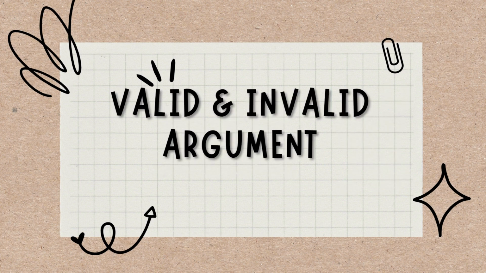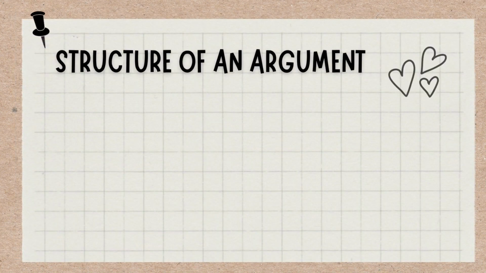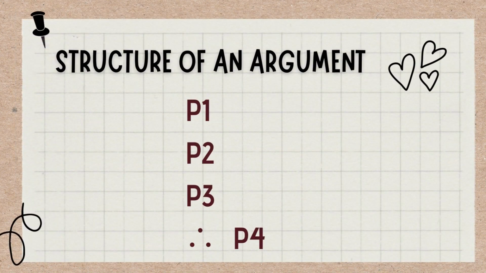As you saw before, in classical logic we studied valid and invalid arguments. In symbolic logic, we also have valid and invalid arguments. As you know, we call each premise a proposition. The structure of a proposition is quantity plus subject plus quality plus predicate. The structure of an argument is like what we see in syllogism.